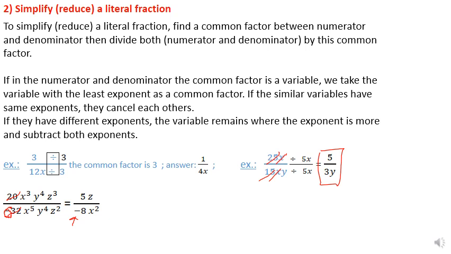Now let us check the x. X to the power 3, x to the power 5. So there's only x squared left. Where? Down, because x to the power 5 is greater than x to the power 3. So I can have here x to the power of 2. Y to the power of 4 and y to the power of 4 cancel out each other. Z to the power 3 over z to the power 2. I divide both of them by z to the power of 2. So what's left is z up. So that's the simplest form of the fraction.